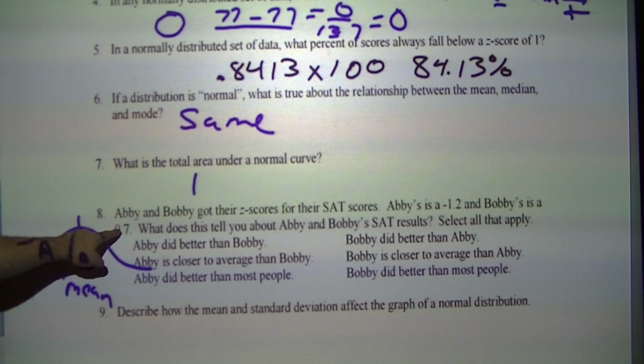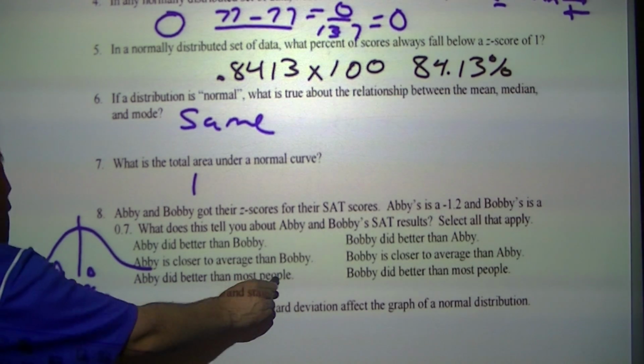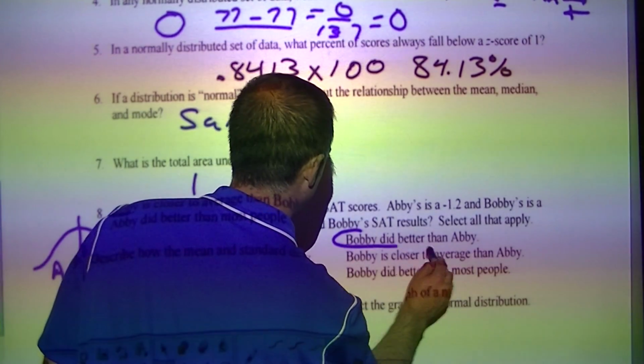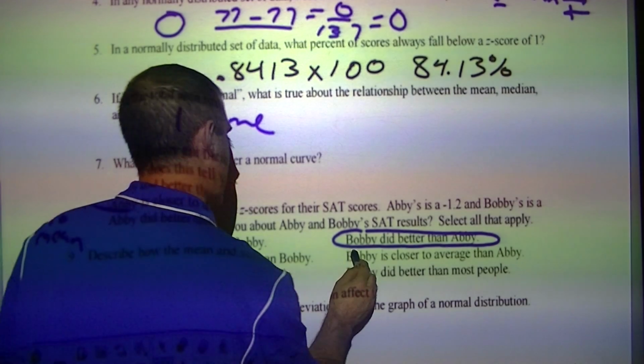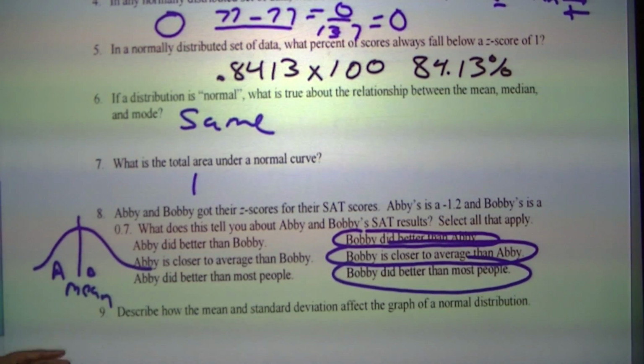No, that's not true. 0.7 means you're closer to the average. Abby did better than most people. That's not true. Bobby did better than Abby. That is true. Bobby is closer to the mean, okay? And Bobby did better than most people. All of those are correct.